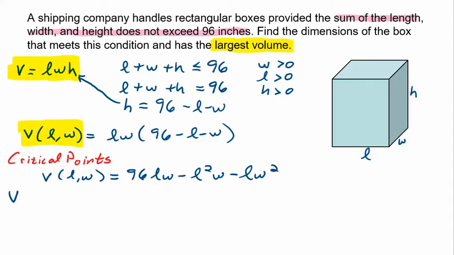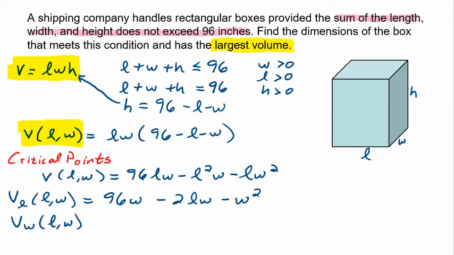Okay, so the partial of V with respect to L is going to be 96W minus, let's see, 2LW. I'll put the W in front. Actually, let's keep them in alphabetical order. 2LW minus W squared. All right, and then we have the partial with respect to W, and that's going to be 96L minus L squared minus 2LW.